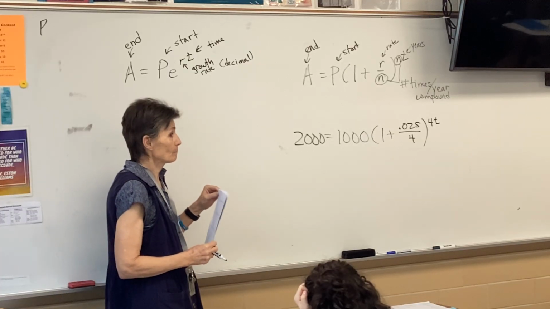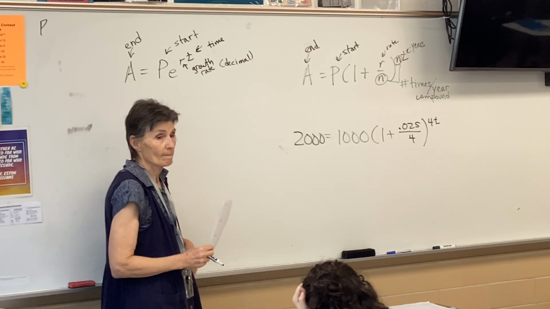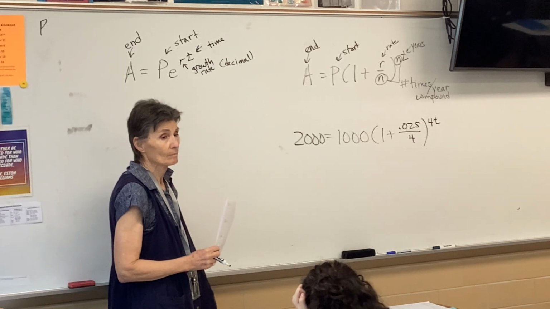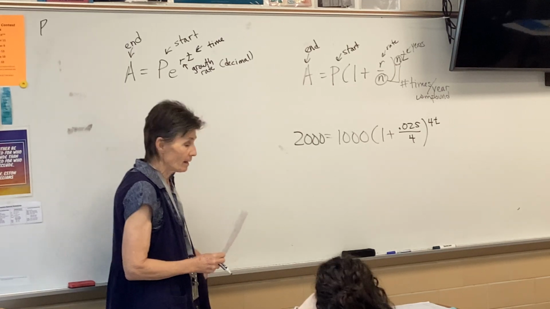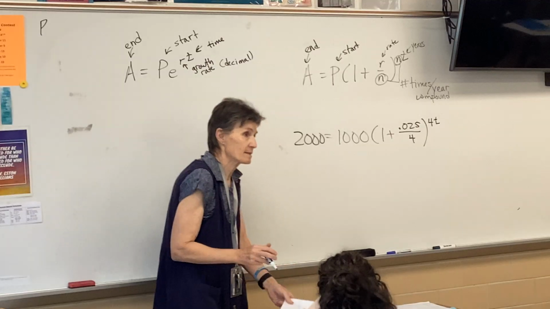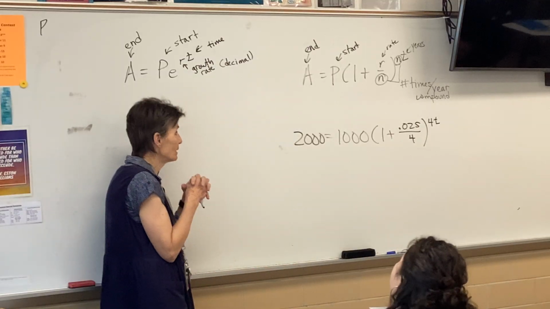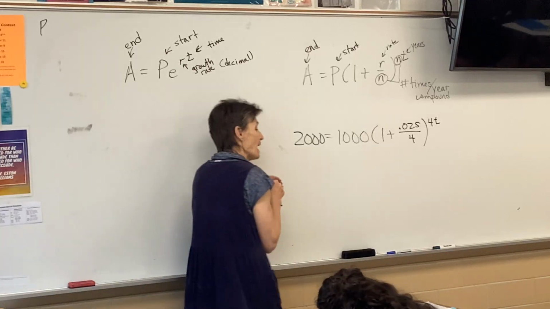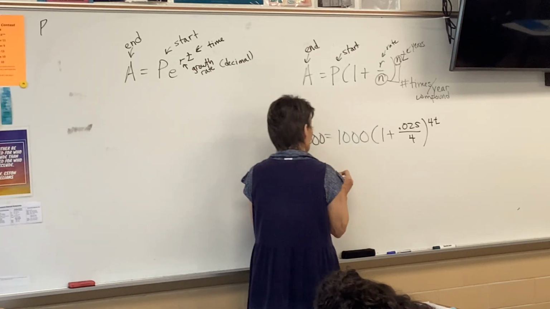Would you agree? All right, what a mess. We've got to solve this. What do you want to do first? Divide by 1,000. Absolutely, we're going to divide by 1,000.